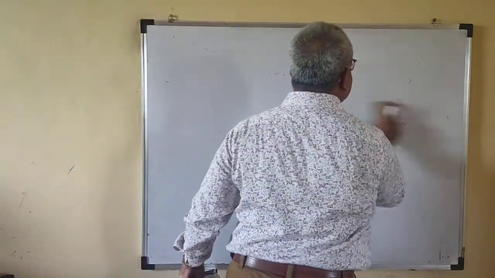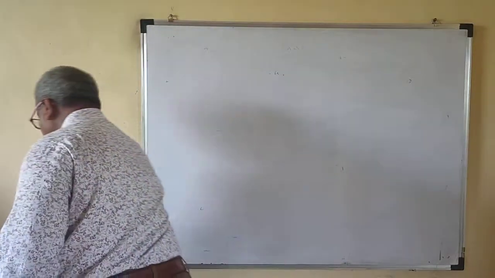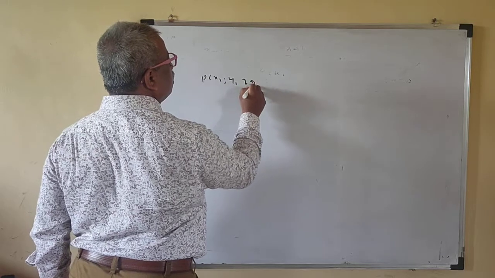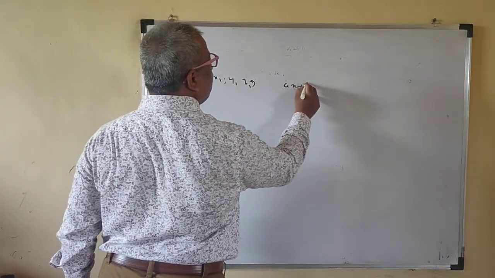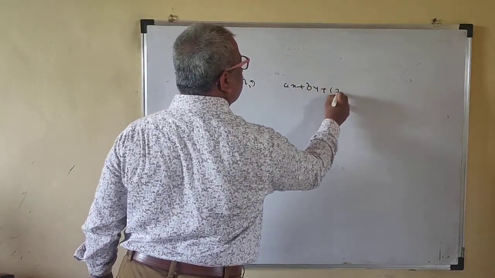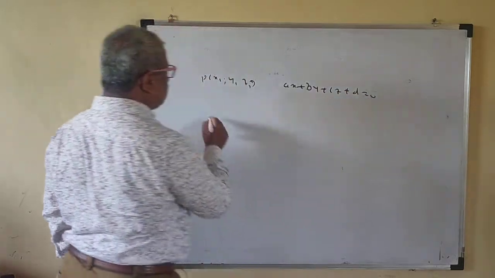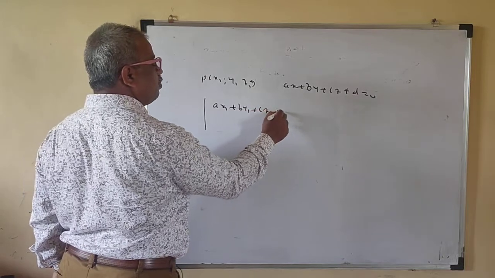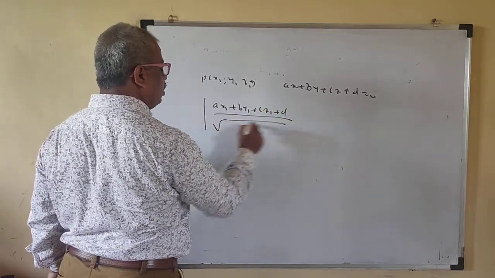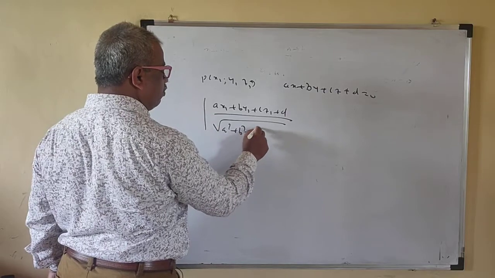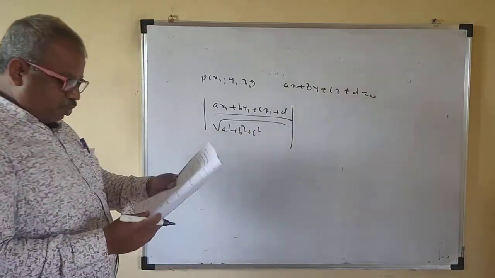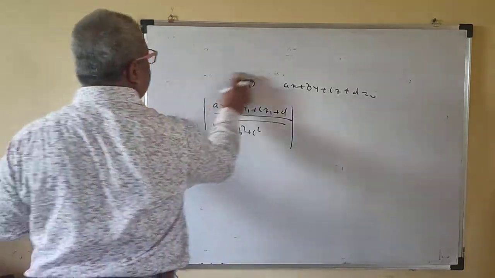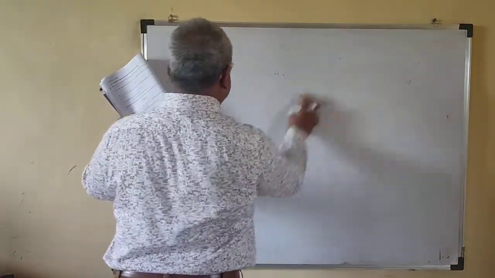Now, we have just seen that if P is the point (x1, y1, z1) and your plane is ax plus by plus cz plus d is equal to 0, then the perpendicular is (ax1 plus by1 plus cz1 plus d) upon the root of (a square plus b square plus c square), right? Now we want to find the distance of a point from the plane.